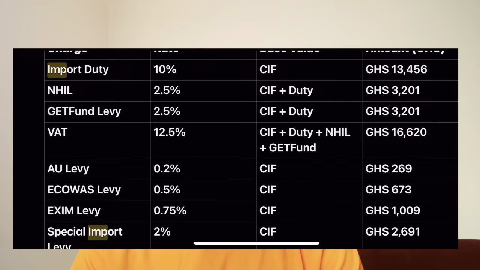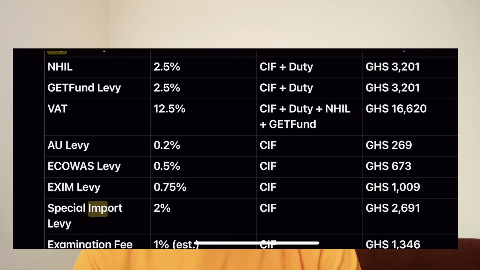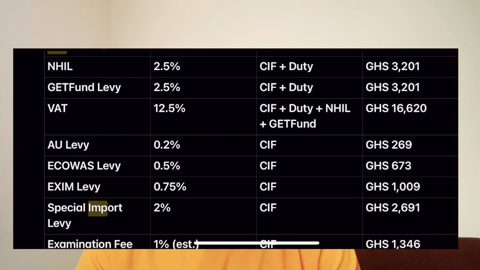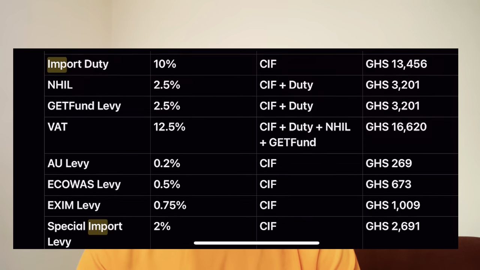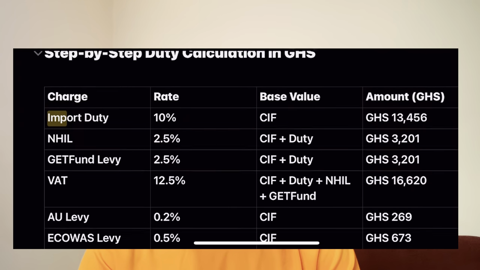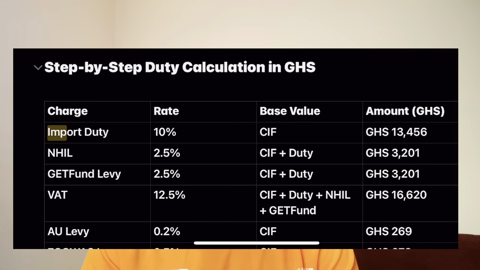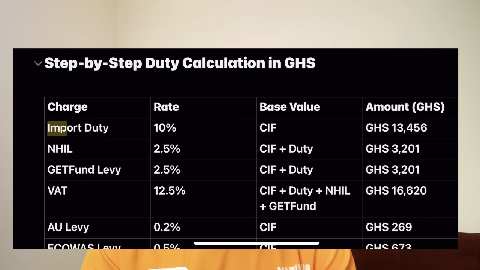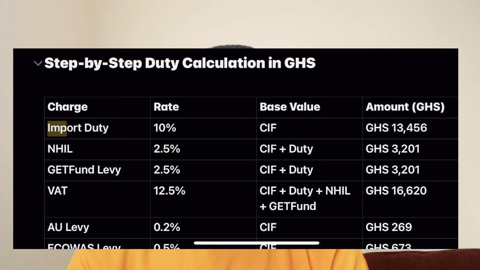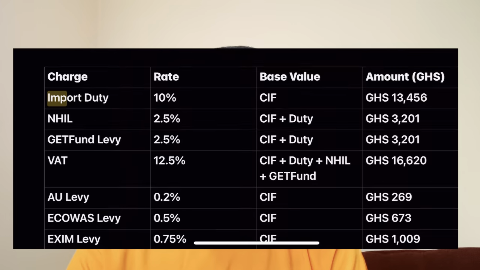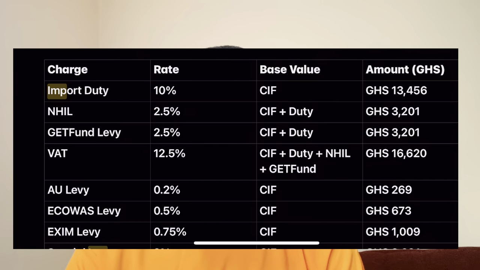Base value CIF, cost, insurance, freight, which is 269 Ghana cedi. We have ECOWAS levy, 0.5%. Base value is CIF, cost, insurance, freight, and the total amount is what? 673 Ghana cedi. We have EXIM levy, which is 0.75%. Base value is CIF, and the total amount is 1,009 Ghana cedi.